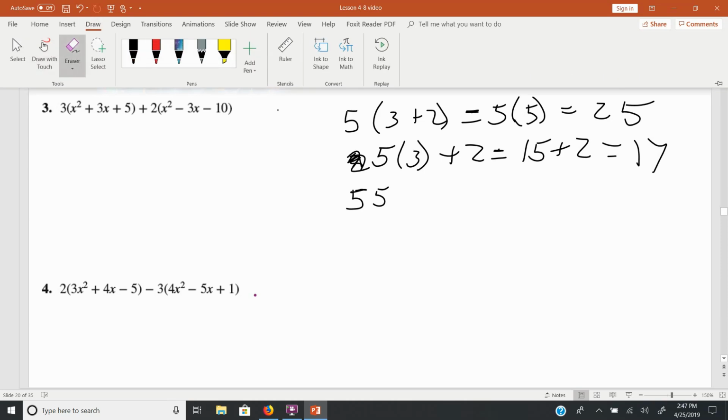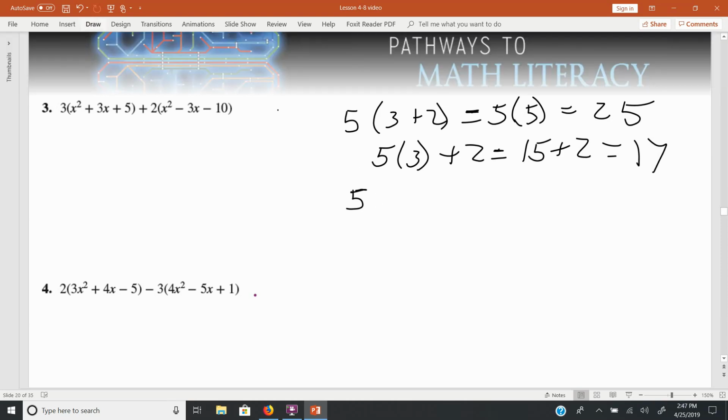Okay. Let me clean this up. 5 times 3. And then we also have to multiply the 5 times the 2. If I had added the 2 and 3 together, I would really end up multiplying the 5 times both of them. So I can do 5 times 3 to get 15. I can do 5 times 2 to get my 10. And I end up with that same 25.